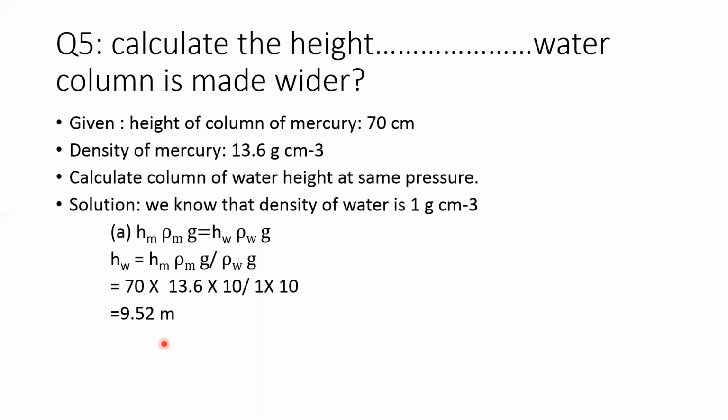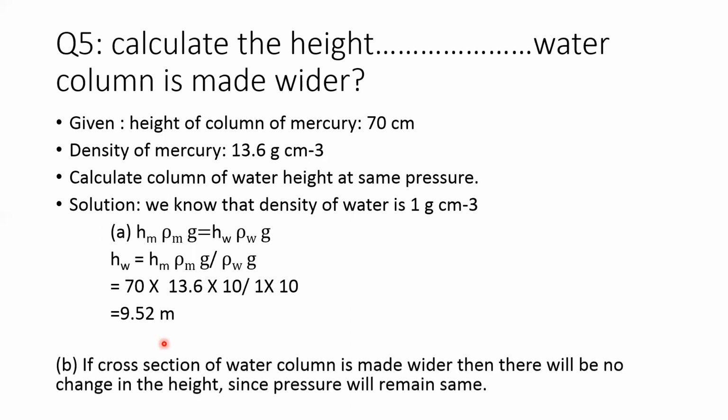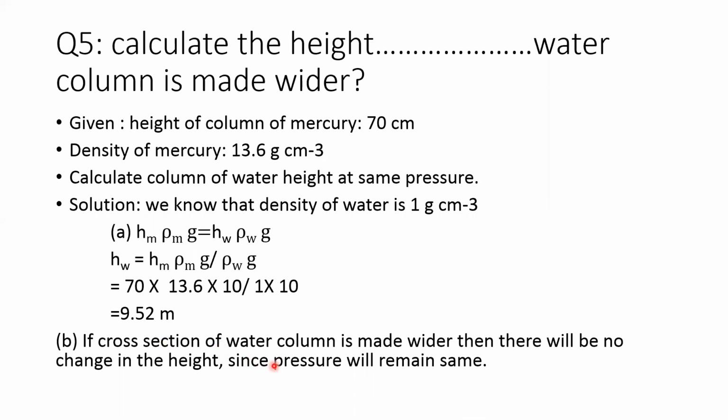Now the second question is asking, will the height of the water column in part A change if the cross section of the water column is made wider? No, there will be no change in the height of the water column because pressure will remain the same. Cross section doesn't affect height. Height will only change when pressure changes. Since pressure is the same, there will be no change in the height whether the cross section of the water column is made wider or narrower. The height will remain the same.